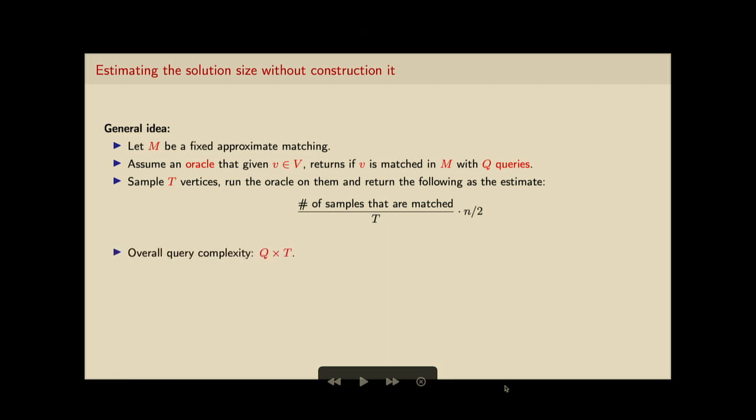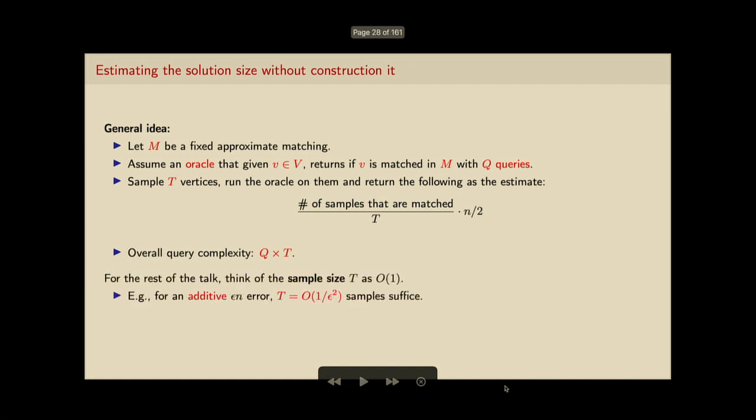And the overall running time of this framework is q times t. q is the time needed by the oracle. t is the number of samples that we take. And for the rest of the talk, think of t as constant. If, for example, you assume that the matching is large enough, 1 over epsilon squared suffices for t to get an additive epsilon error. If you want a multiplicative approximation, t will be a little bit larger, but for now, assume that t is constant. The real question really is, how much does the oracle need to spend? How much time does it need to spend to answer whether a random vertex is matched or not?